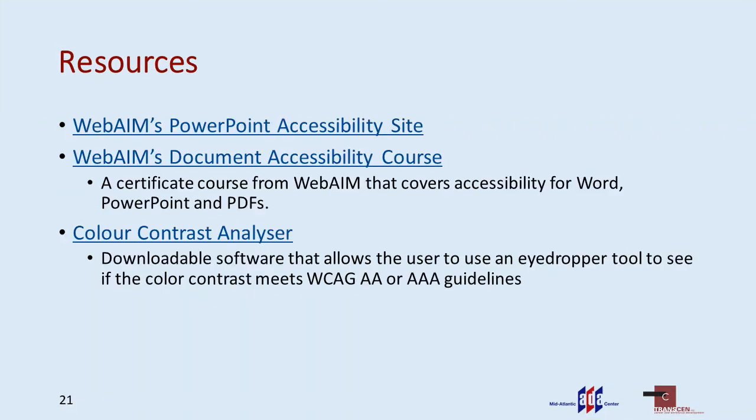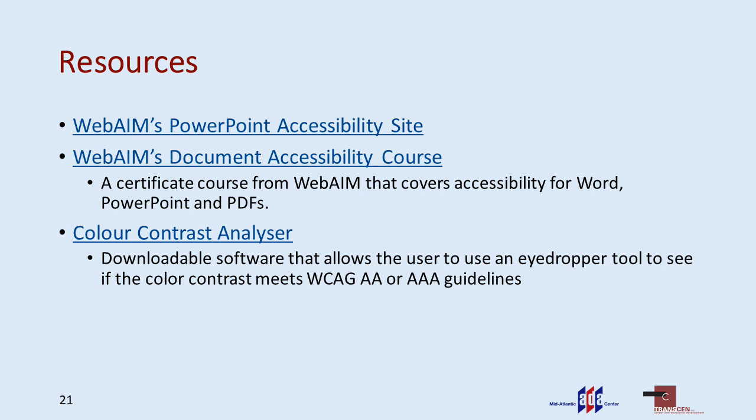Thanks, Nancy. Slide 21, resources. These are a few resources that we found helpful when we had questions about PowerPoint accessibility. The first resource is WebAIM's PowerPoint accessibility site. It's a wealth of information on how to create accessible presentations. It covers various topics like templates, layouts, reading order, alt text, tables, links, and converting to PDF.